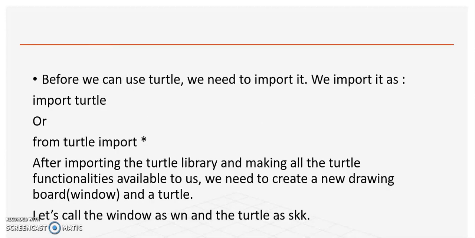Before we can use Turtle, we need to import it. The import can be done in 2 ways. You can simply write import turtle at the topmost portion of your editor, like IDLE or PyCharm, whichever you are using. Otherwise you can write from turtle import star. After importing the Turtle library and making all the Turtle functionalities available to us, we need to create a new drawing board and a turtle. Let us name the window, the drawing board, wn, and the turtle object skk.